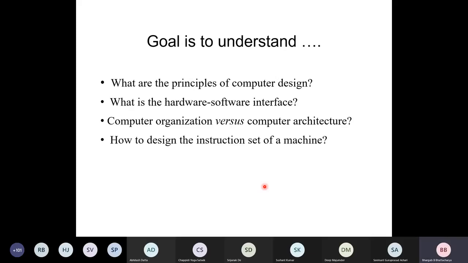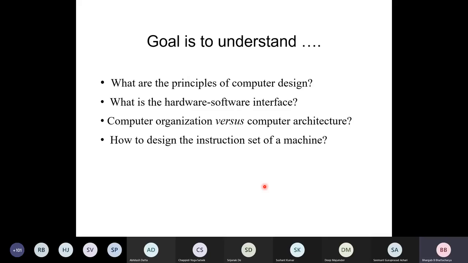Another fundamental question here: how to design the instruction set of a machine. Are you familiar with some instruction set or assembly language of the machine? Not yet, sir. But have you heard of some basic operations of assembly language? Yes, sir. For example, move and add. Move, load. Yeah, move and add and so on.